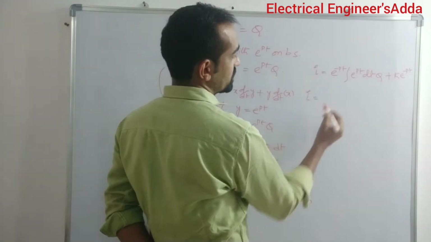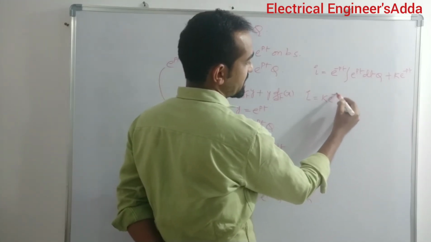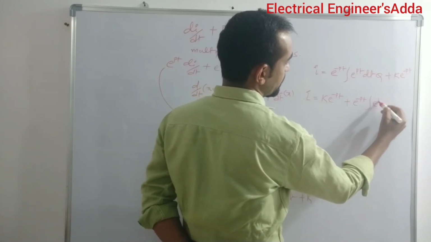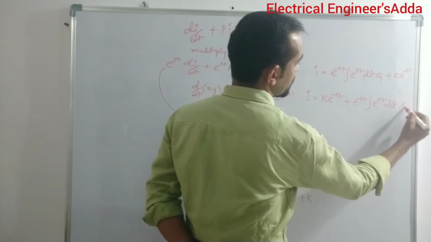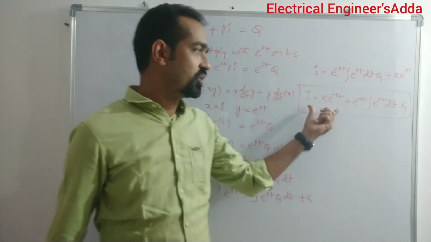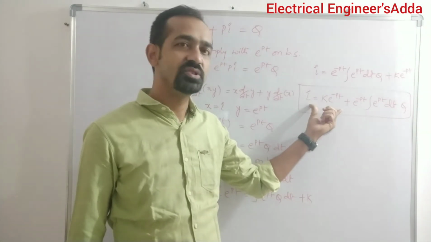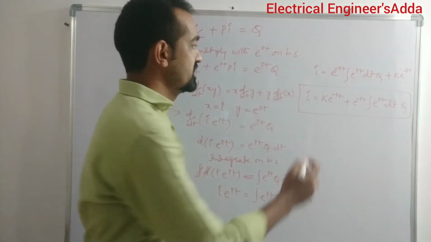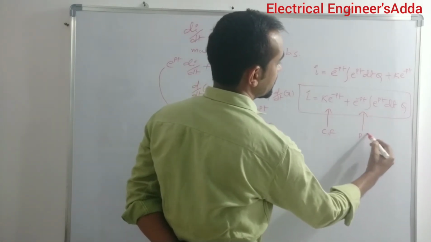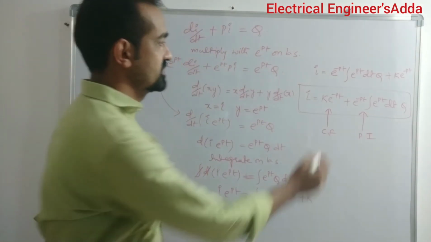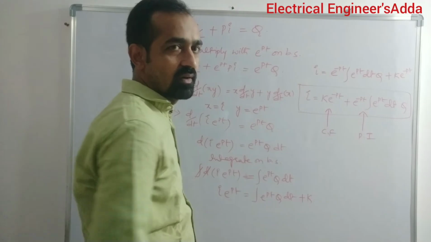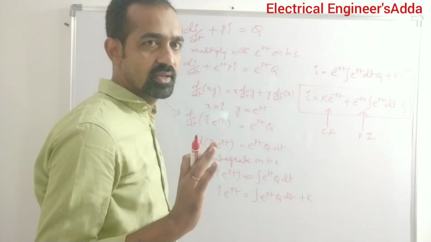So I is equal to k into e power of minus pt plus e power of minus pt integration of e power of pt into dt into q. This is the solution of first order non-homogeneous differential equation. Okay, this consists of two terms. One is the complementary function, another one is the particular integral. This is the complementary function and this is the particular integral. This is the solution of first order non-homogeneous differential equation.